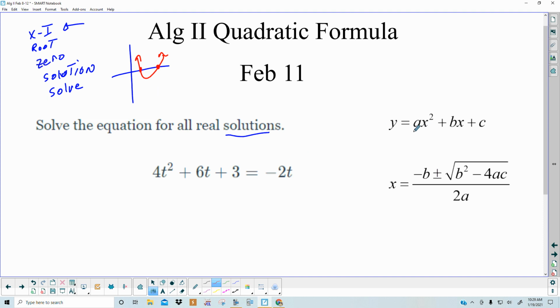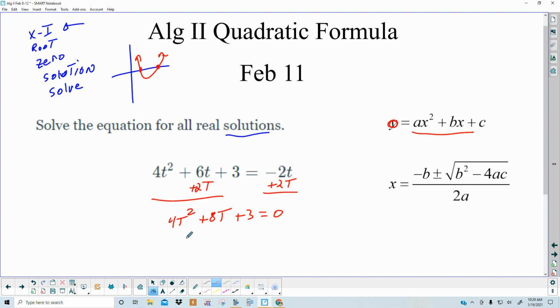Now, the first thing you need to do is put it in standard form if it's not there already. That means everything with a variable, all the numbers need to be on the other side. To move the 2t over, I have to add the 2t to both sides. That's always going to be done by adding and subtracting whatever is over here. So now I have 4t squared plus 8t plus 3, and the right side is 0. Instead of there being a y equals here, there's a 0 here. And that has to happen in order for you to use this.